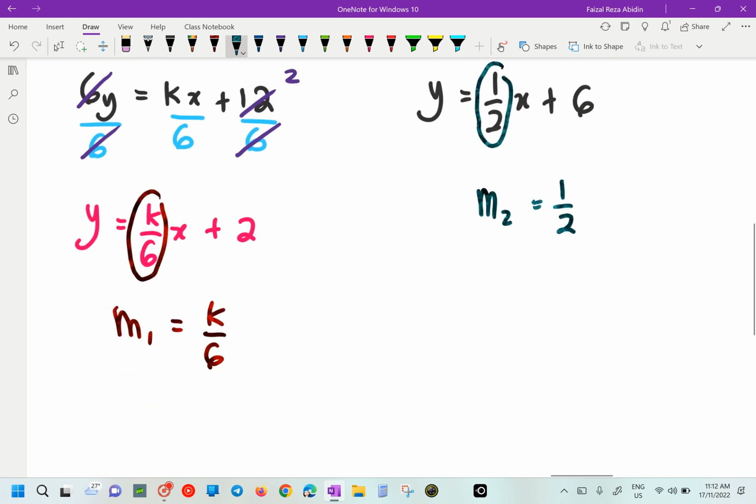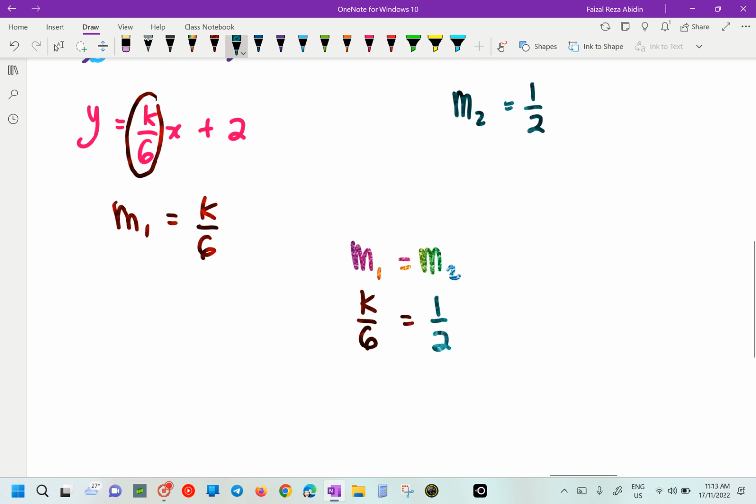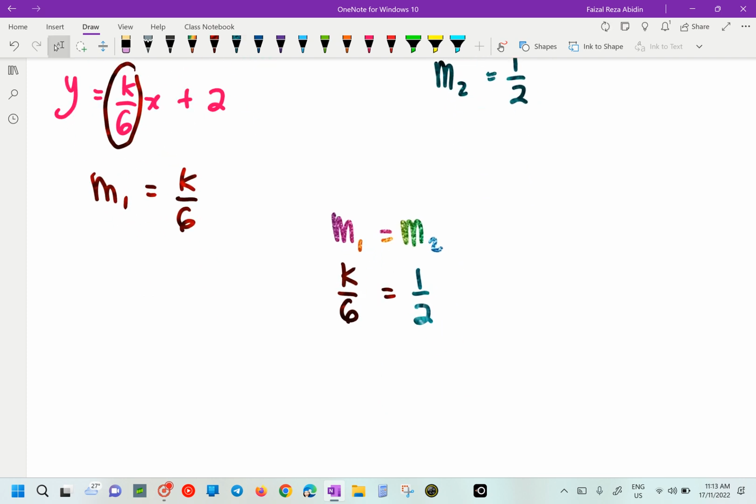So what should we do? M1 equals M2. Because it's parallel, you are going to state M1 equals to M2. So we put k/6 equals to 1/2. If I want to find my k value, cross? No need to cross. Just bring 6 here. If you cross, you are going to get 2k equals to 6. Same lah. Shortcut. So you are going to get your value of k is 3.